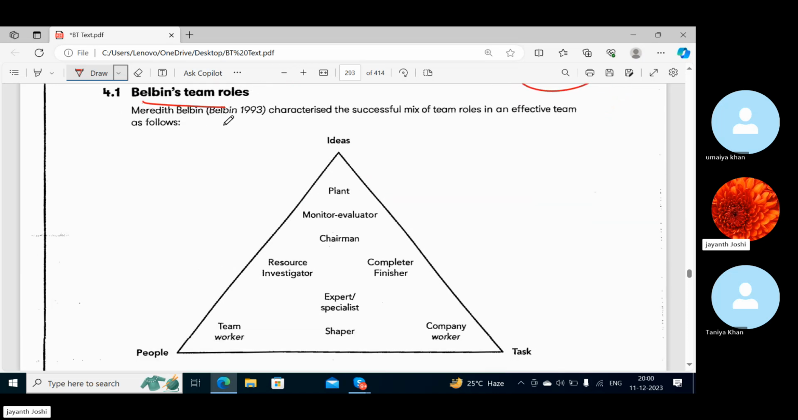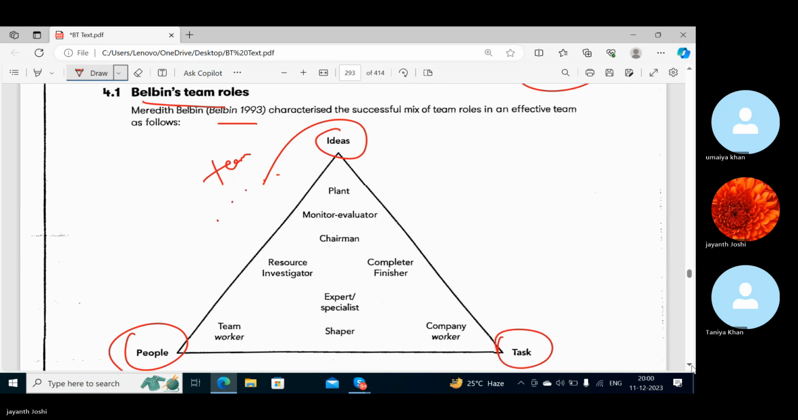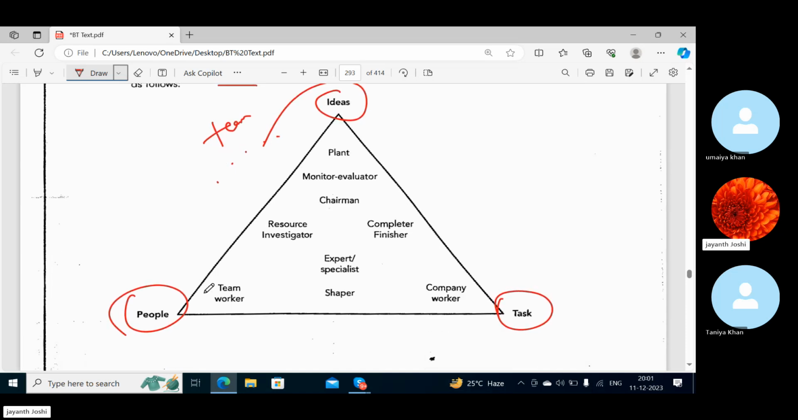Meredith Belbin in 1993 characterized the successful mix of team roles in an effective team as follows. That means this is a team mix of team roles. A team will have many individuals, roles will be given to them, and if that mix of roles is in this way, then it can make a very effective team. So ideas, people, task. Ideas will come from here, people will come, and task will be coming.